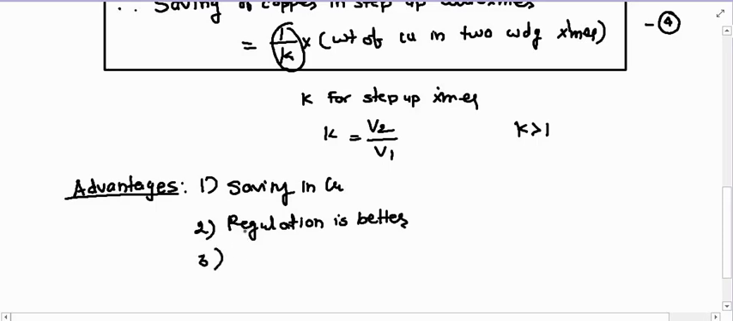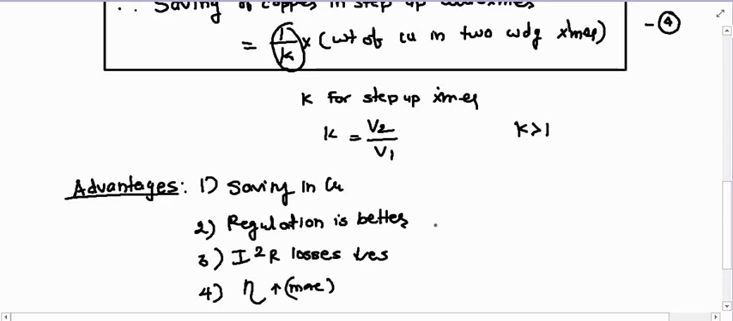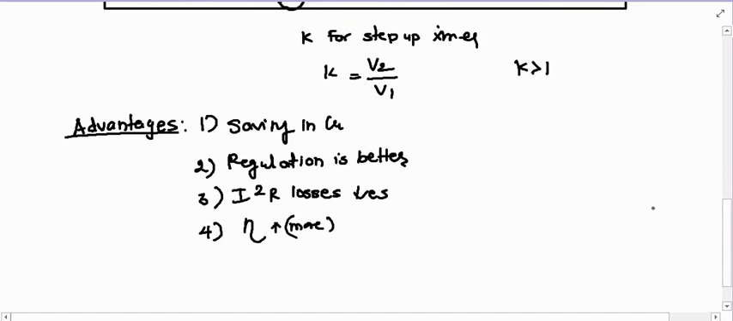Also, I square R losses will be less because there is only one winding, so the winding resistance is very small, so I square R loss will be less, so efficiency will be more. It will get increased compared to your two winding transformer.